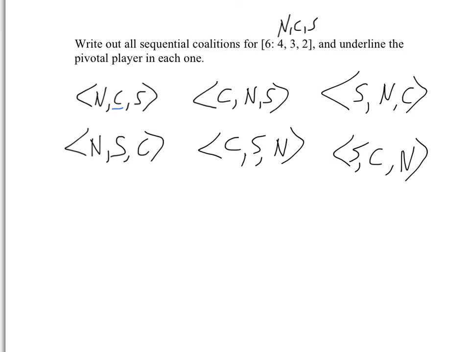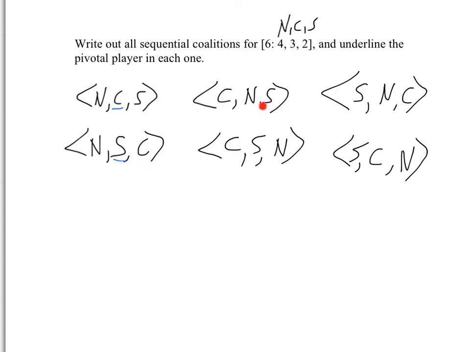How about NSC? Well, N votes yes, nothing doing yet. S joins in, then you've got 4 plus 2 is 6 total weight, and that does just barely meet the quota, so S is pivotal here. The fact that C then joins in, well, that's just piling on. That's not making a difference in whether the proposal passes or not.